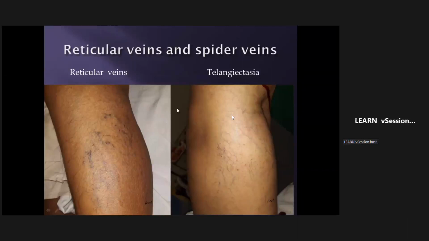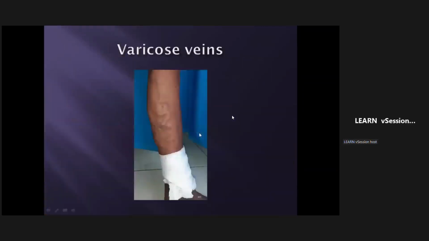Yes, okay. So these are also chronic venous disorders. Okay. And the next one is a typical one. Then these are varicose veins. So you see large dilated tortuous superficial veins. You call it varicose veins. Again, it's also one of the spectrum under the chronic venous disease.